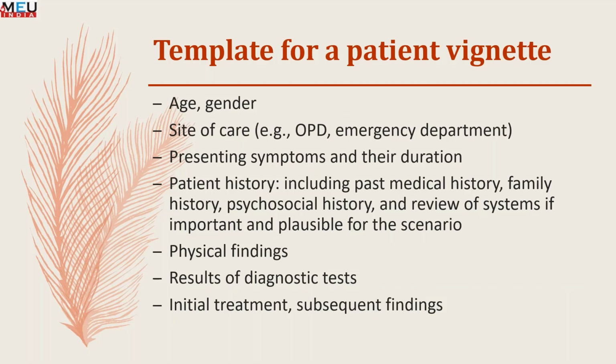So this is a general template for any patient vignette. You have the age, gender, the site of care, whether it's an OPD patient or emergency patient, what the presenting symptoms and duration are, what the patient history is. You can ask past history, family history, psychosocial history, physical findings, investigation results, and all that. All of these need not be there in the same scenario. You can use whatever is pertinent to your scenario, but always try and go sequentially and logically. Don't beat around the bush. So when you give a scenario, start with age, presenting symptoms, and then go on in a logical sequential fashion.